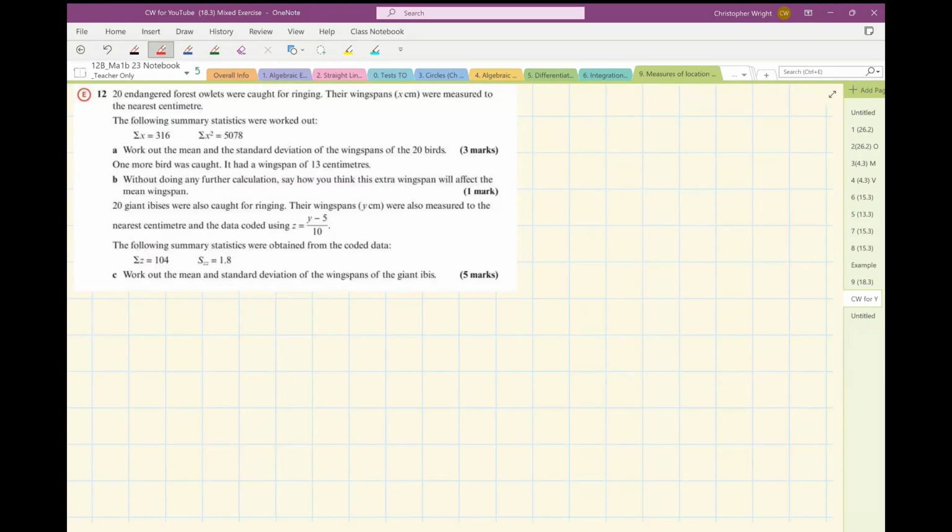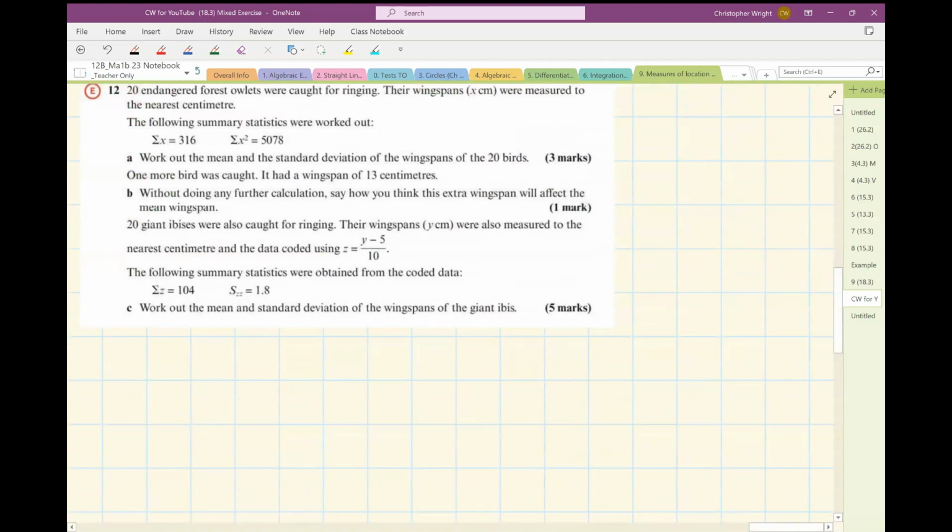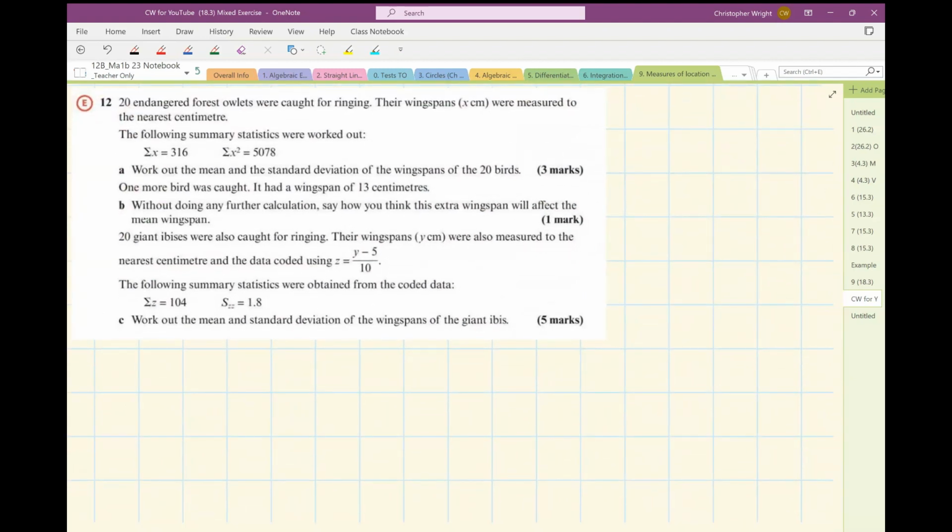Question 12, last question. Here we go. Right, 20 endangered forest ibises were caught for ringing. Their wingspans X were measured to the nearest centimetre. The following summary stats were worked out. Okay, so from there, can we work out the mean and the standard deviation of the wingspan of the 20 birds? Well, the mean is going to be the total of the wingspans divided by 20. So 316 divided by 20, 15.8.